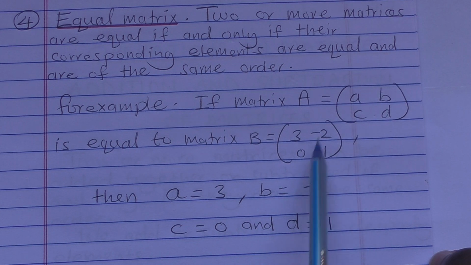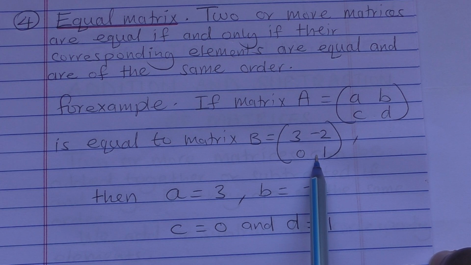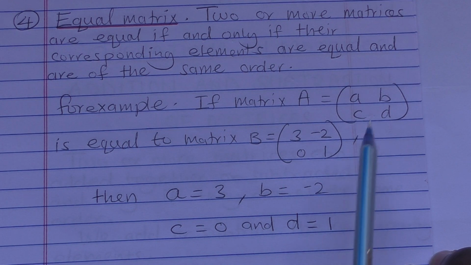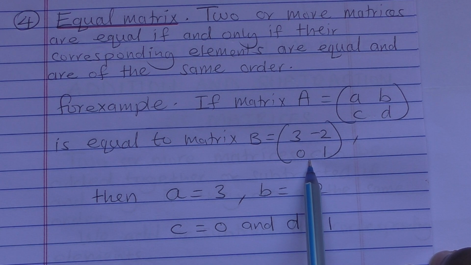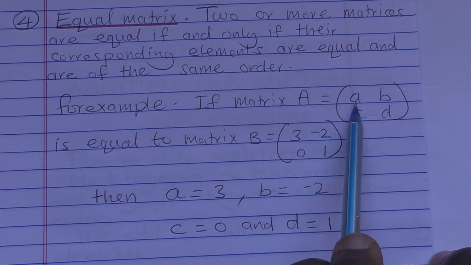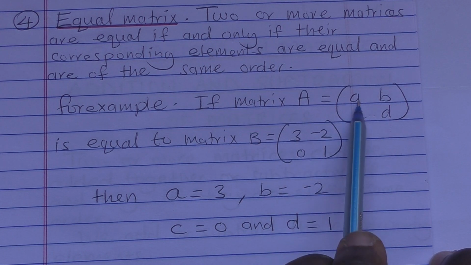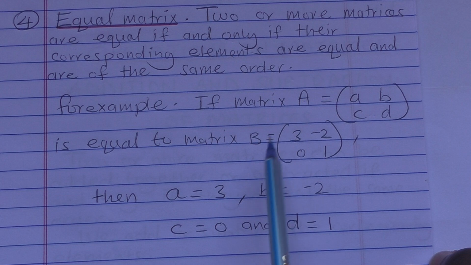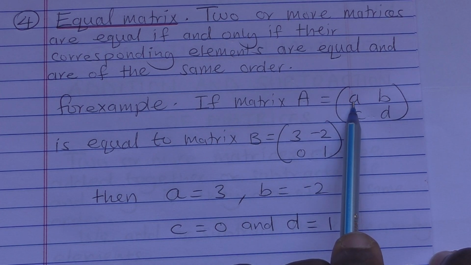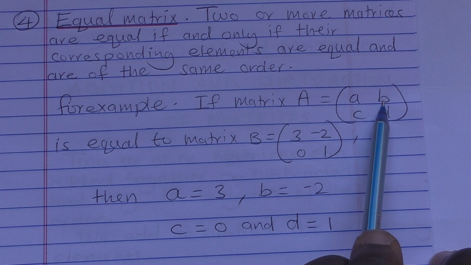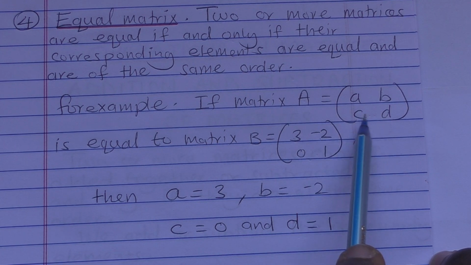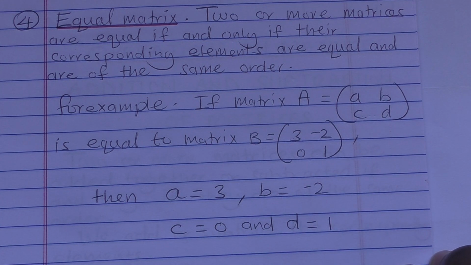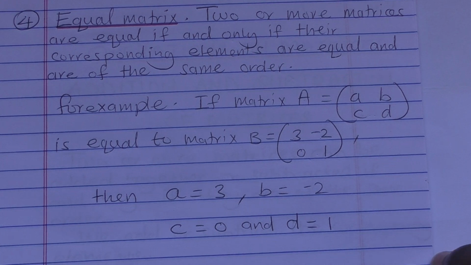And these two matrices have to be of the same order because they should have equal number of elements. This one has 4 elements, B has 4 elements. And now the corresponding, meaning we determine the position, is A corresponds with the 3, meaning that if matrix A is equal to matrix B, then A is equal to 3, B is equal to negative 2, C is equal to 0, and D is equal to 1. That is what we call equal matrices.